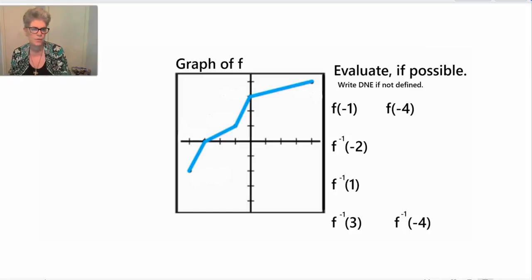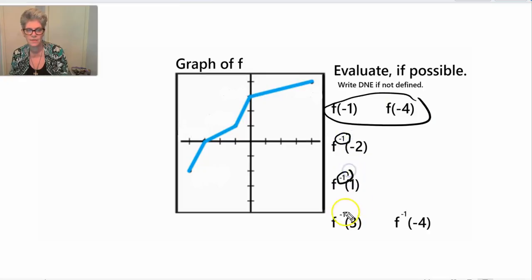In this video, we're going to be given the graph of a function, and we're going to be asked to evaluate it at certain x values or y values. So here we have the graph of f, and it says evaluate if possible. These first two are pretty straightforward. Now, these other ones, you notice, have an inverse sign.